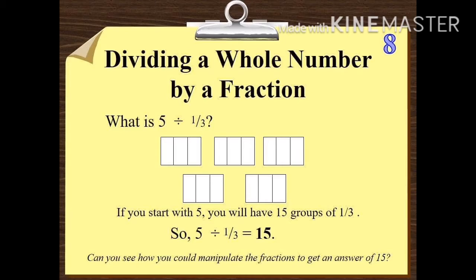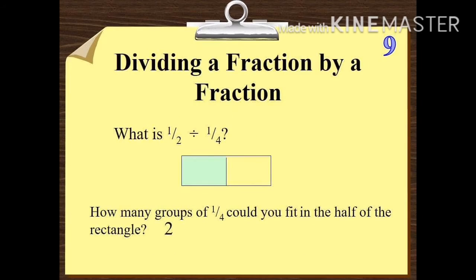Okay, next one is dividing a whole number by a fraction. What is 5 divided by 1/3? If you start with 5, you will have 15 groups of 1/3. So 5 divided by 1/3 equals 15. You're right. Can you see now how you could manipulate the fraction to get an answer of 15? Very good.